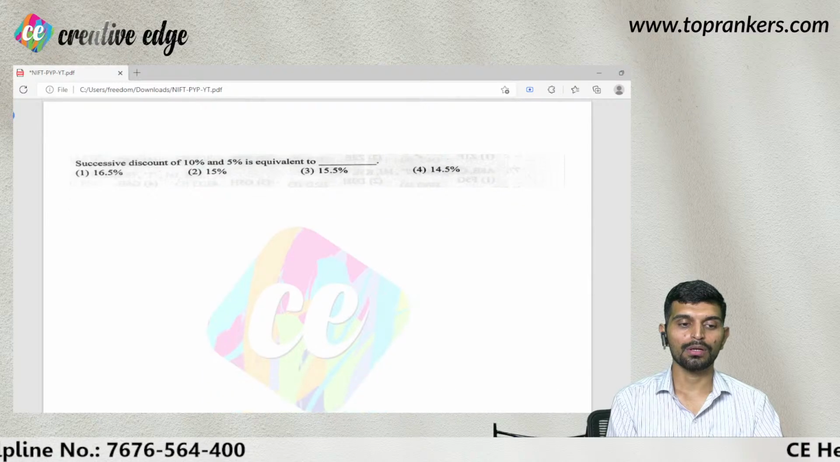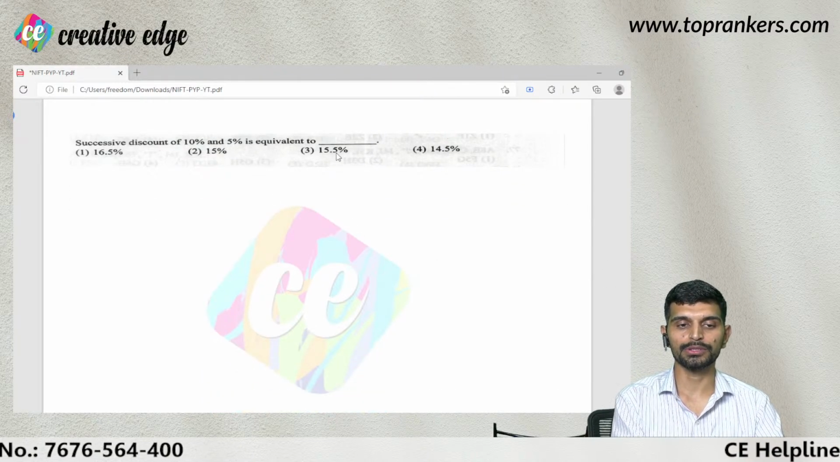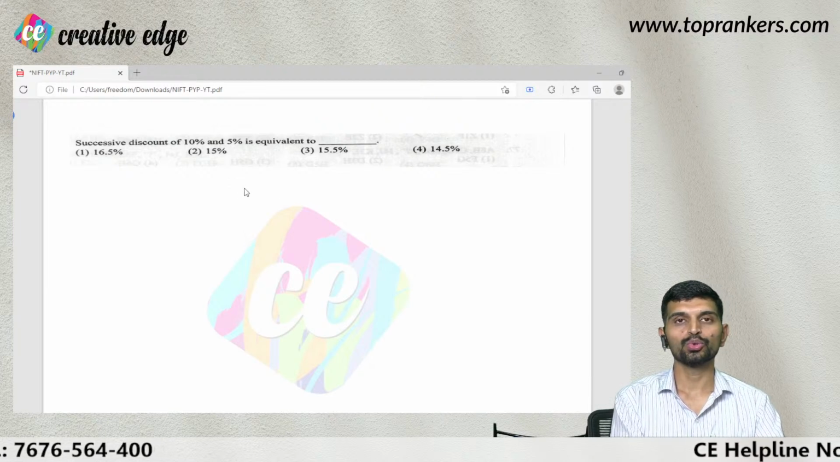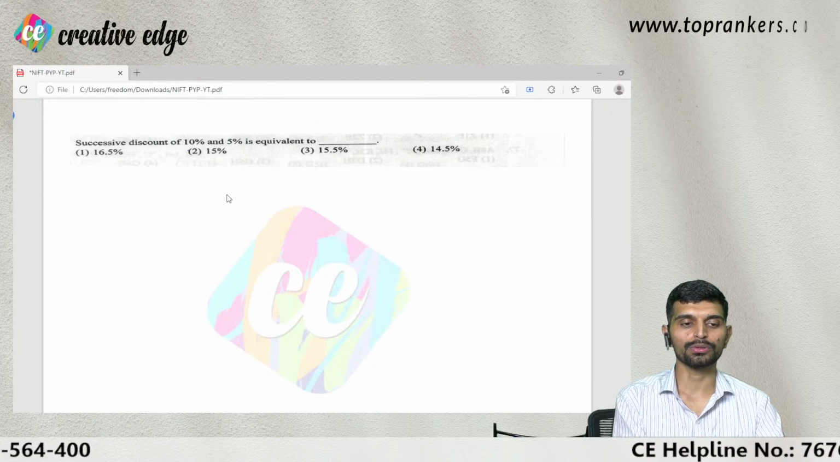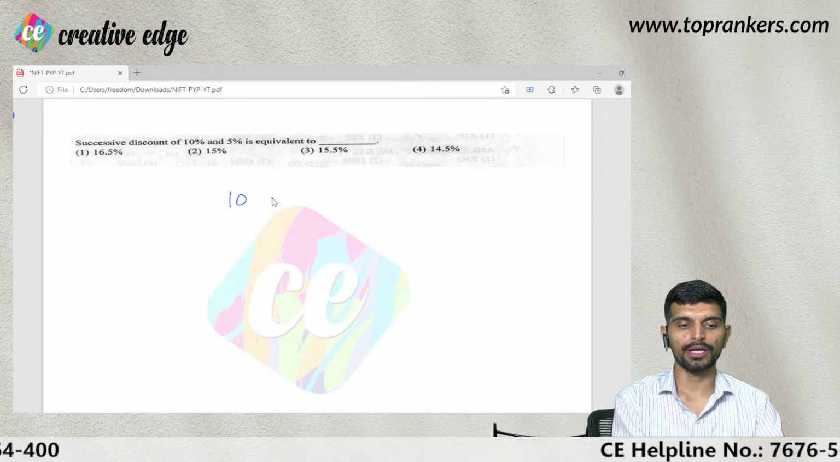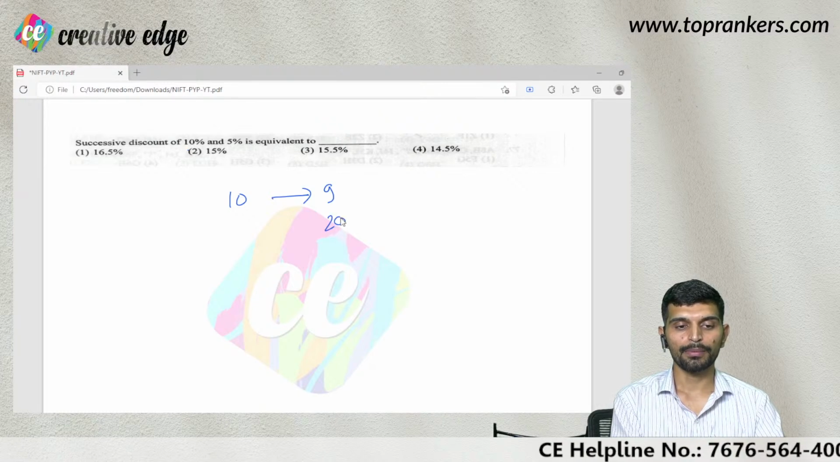Let's move to the next question. Successive discount of 10% and 5% is equivalent to? There are two, three methods to solve it. The very first is the ratio approach. If our earlier price was 10, the reduced price was 9. After that, the earlier price was 20, and the reduced price is 19.